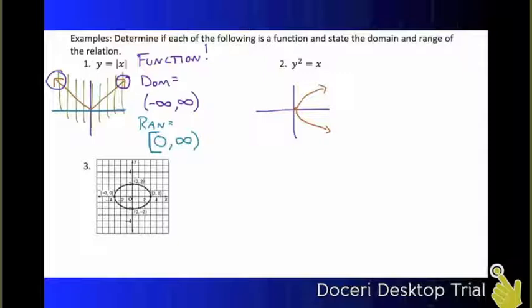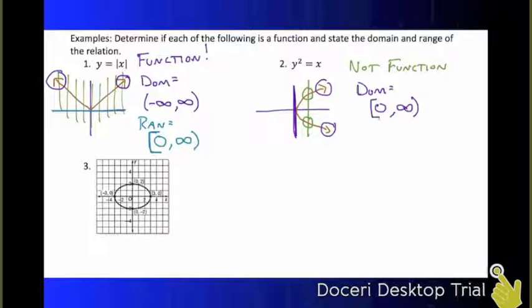Looking at number 2, we can draw a line right through here that hits the function twice. So this is not a function. But we still want to list the domain and range. So the domain in this case goes from the center line right here, which is 0, and the arrows tell us that it keeps going on forever. So from 0 to infinity. Again, we have that parenthesis around the infinity, and 0 is included, so it's a hard bracket.